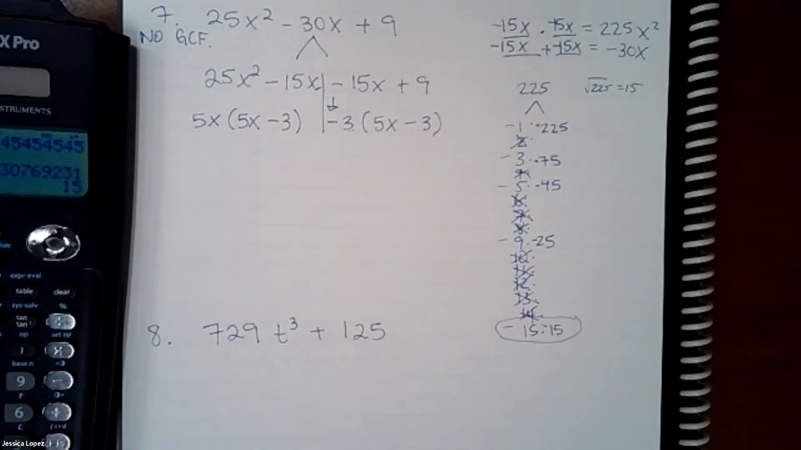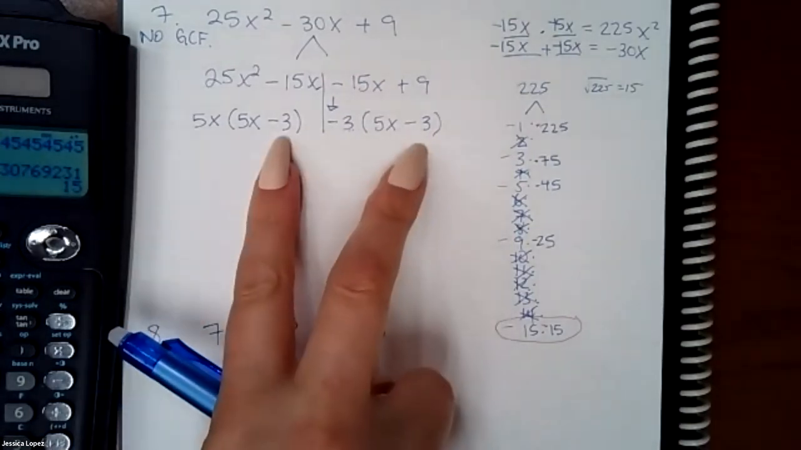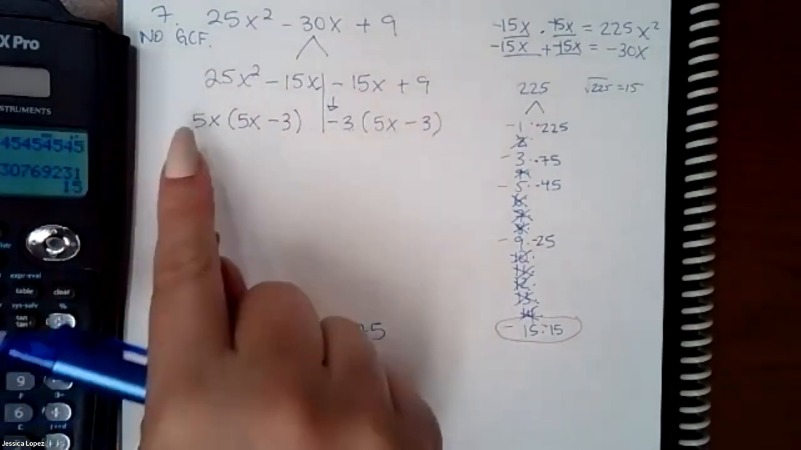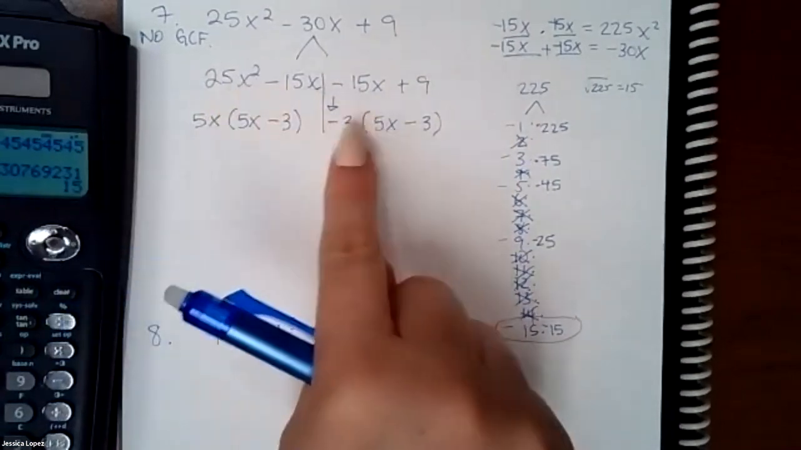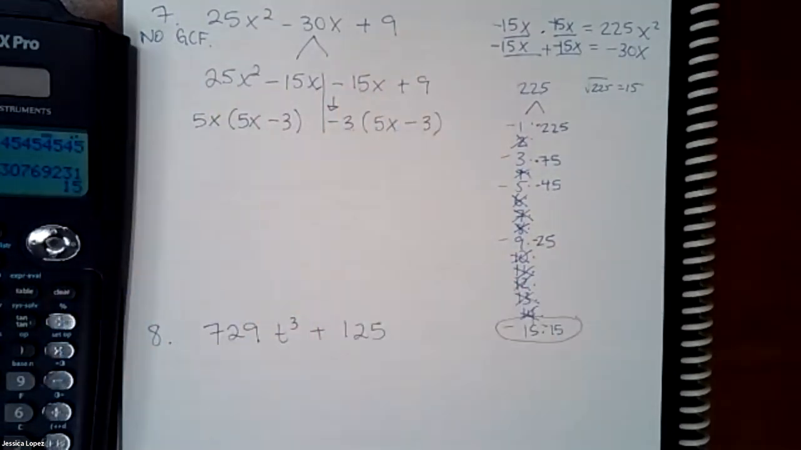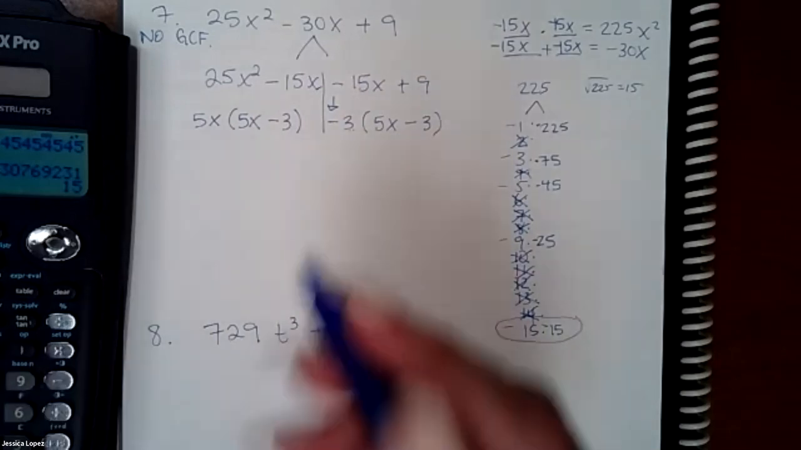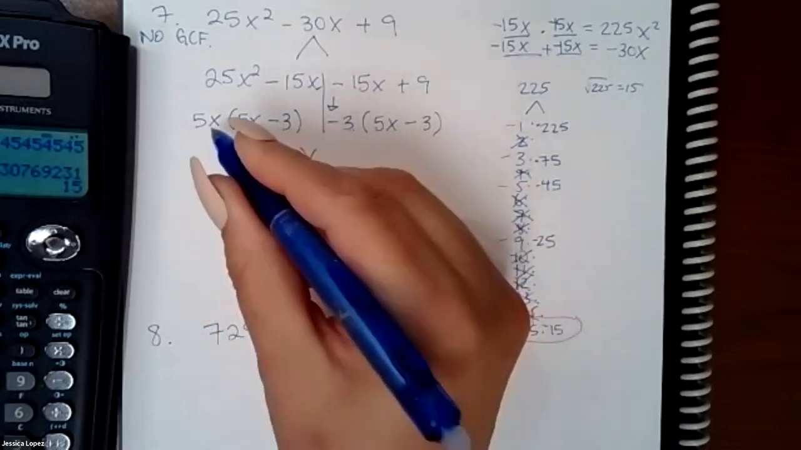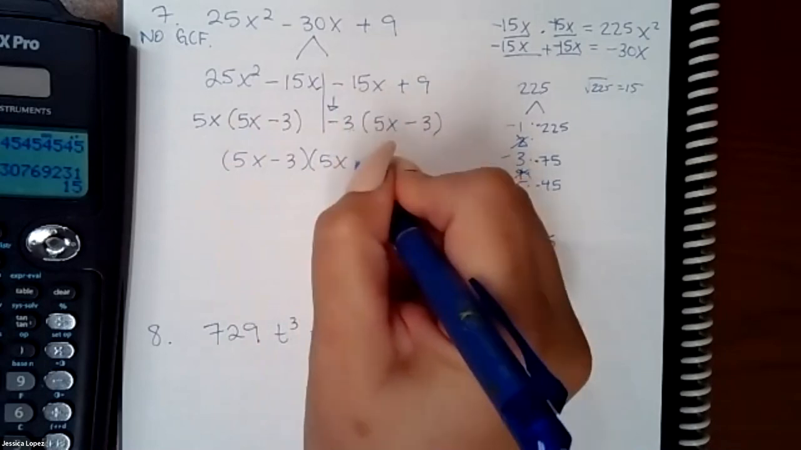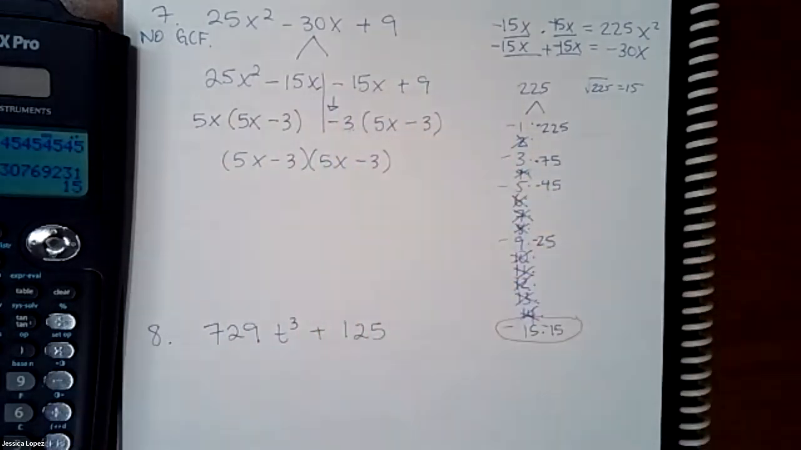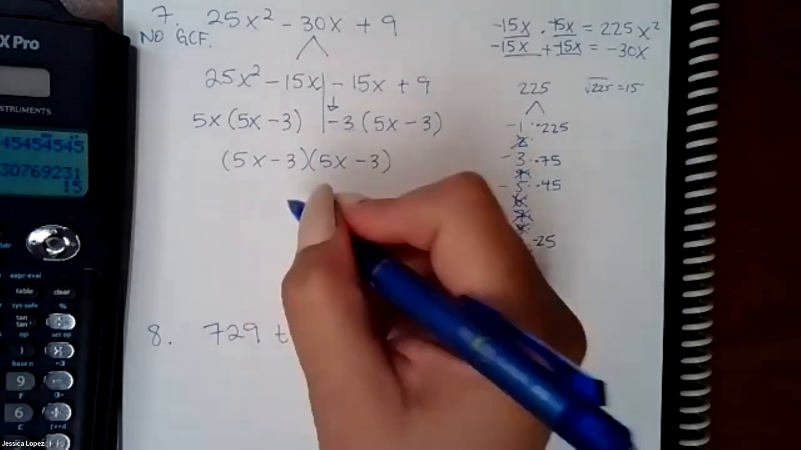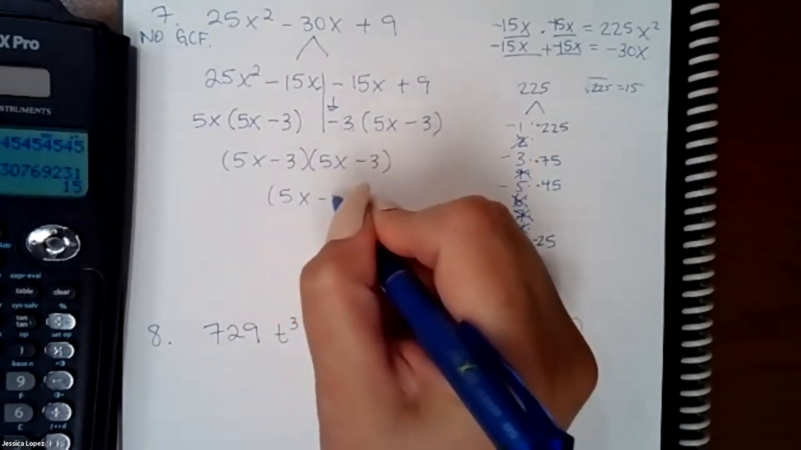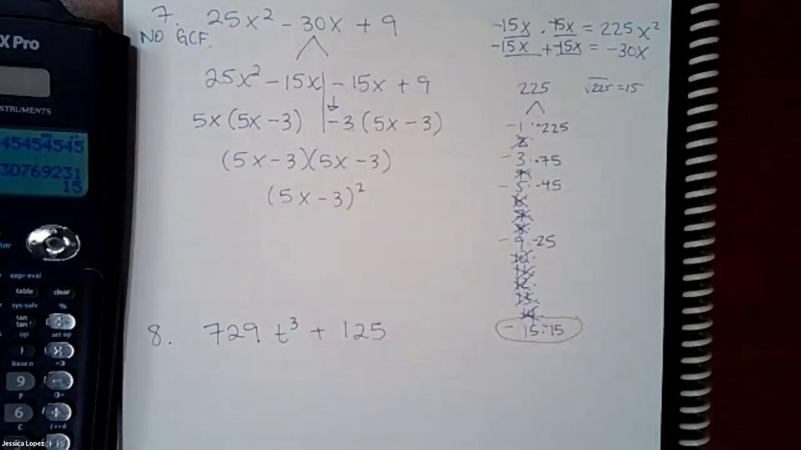If you're not sure if you did that step right, one, these two things should match. And two, when you distribute this, you should get those original two terms, okay? So you can kind of check yourself midway, okay? Then they both have the 5x minus 3 in common, which leaves me with that guy from the outside and this guy from the outside. And if the two parentheses are the exact same thing, then you can write 5x minus 3 squared.